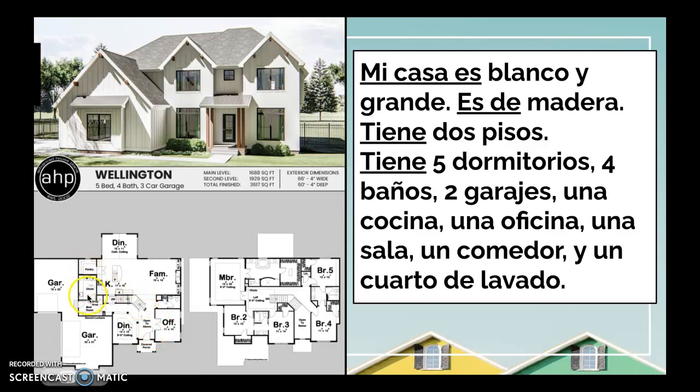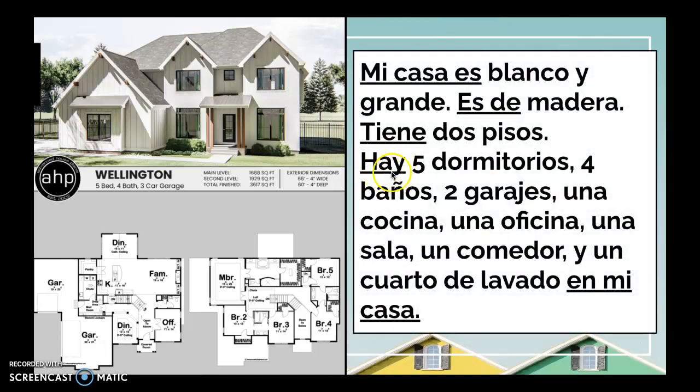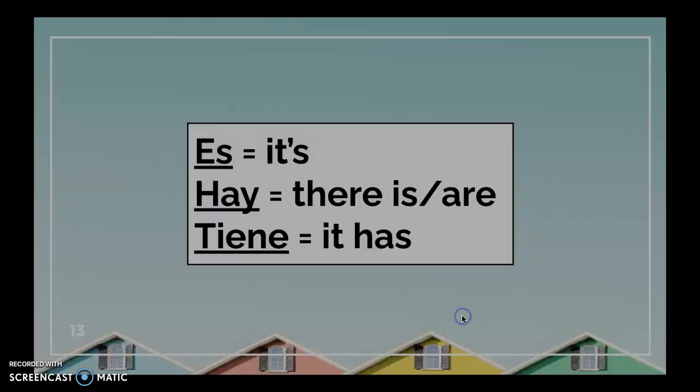So the laundry room back here. And again, we could say instead of tiene, when we get to listing the rooms, we could say hay. So I listed all the same rooms and added en mi casa. There are all these rooms in my house. Okay.